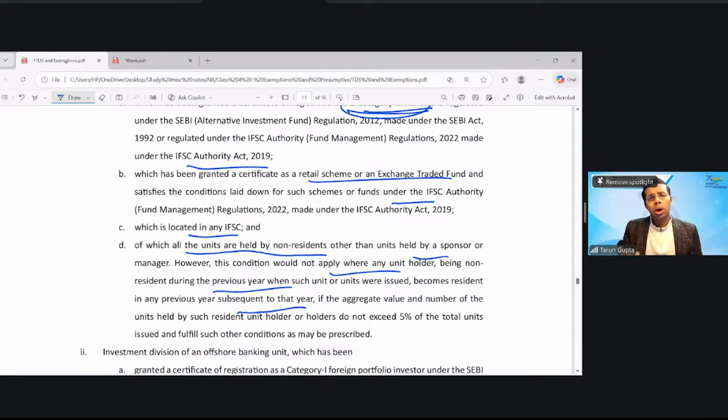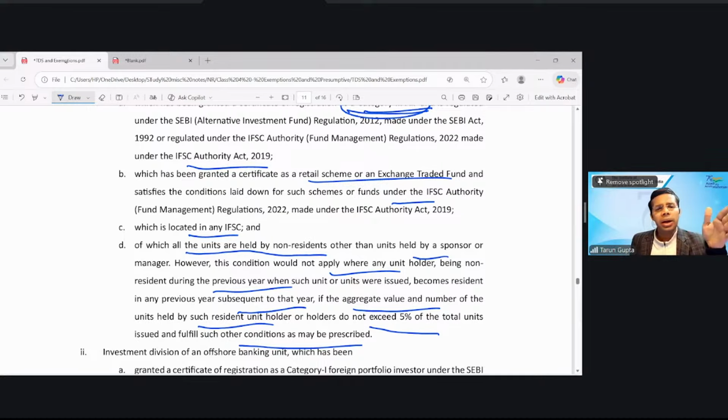Then also the fund shall continue to be qualified as specified fund even if all the units are not held by NR, provided the aggregate value and number of the units held by such residents, such resident means resident who were NR at the time of issue, do not exceed 5% of the total units issued and fulfill such other conditions as may be prescribed. So within the IFSC, this is the most important exemption provided to the specified fund. It exempts the capital gain and other income of the specified funds. The income is exempted only to the extent it is attributable to the NR unit holder.